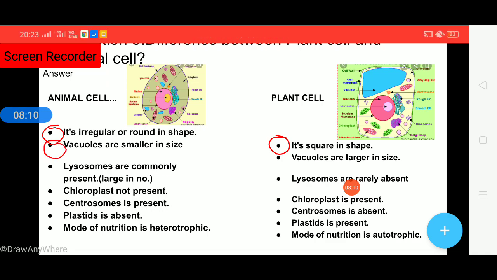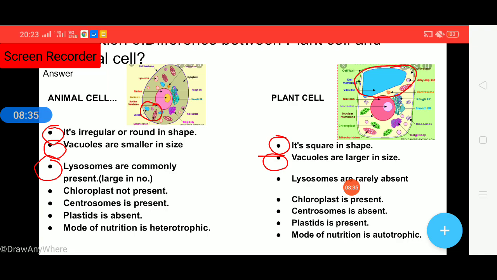Second point: in animal cell, vacuoles are smaller in size, as you can see here. In plant cell, vacuoles are larger in size. You can see here, vacuoles are big. It is larger.